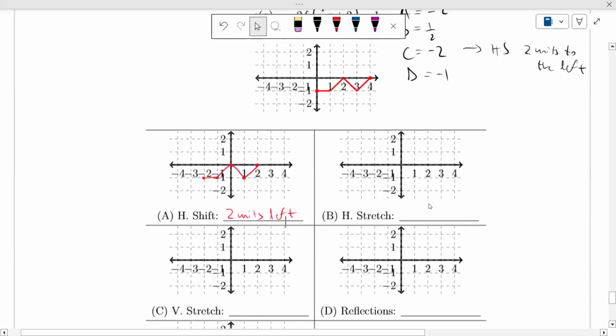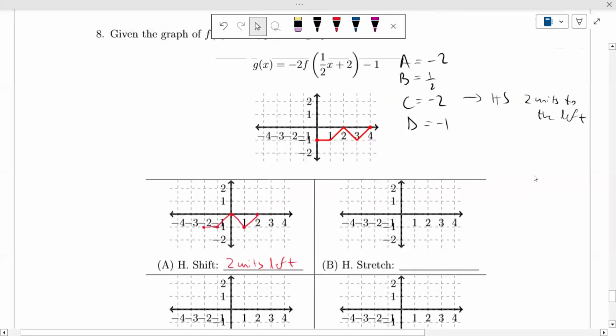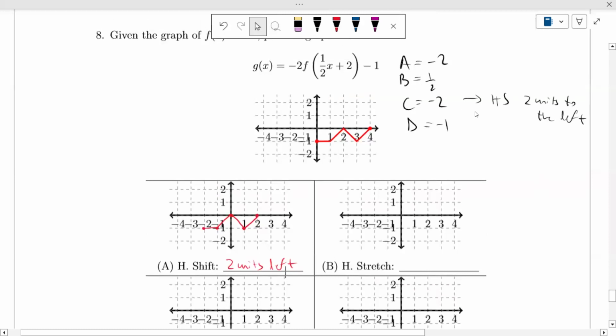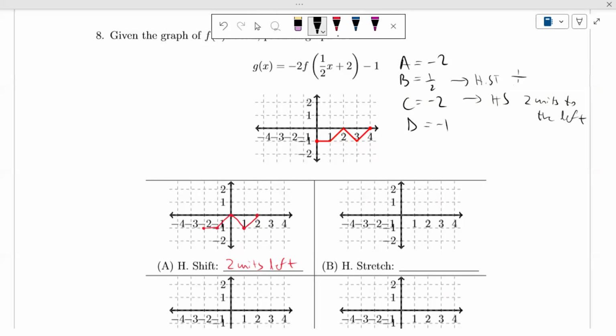All right, the next one I want to do is my horizontal stretch. My horizontal stretch is determined by what my B is. I abbreviated the last one as HS for horizontal shift, but now I have a horizontal stretch, so maybe I'll do that as HST. Remember that the horizontal stretch is always multiplying by 1 divided by B. So that would be 1 over 1/2, which of course would just be the reciprocal, which is 2. So each of your x coordinates is getting multiplied by 2.